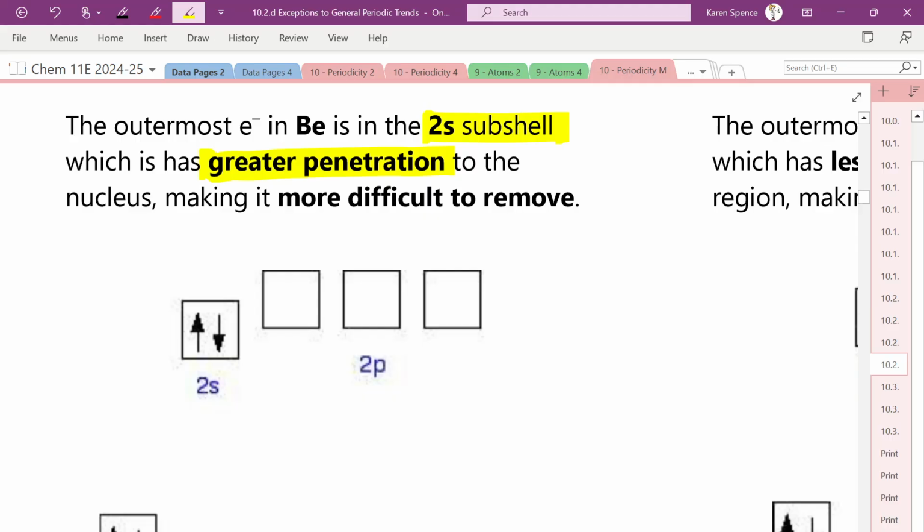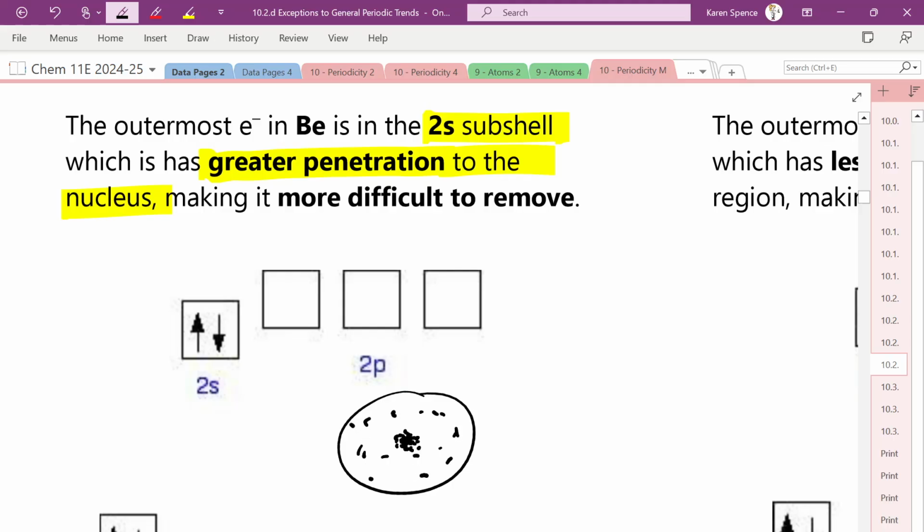The 2s subshell has greater penetration to the nucleus, right? And why is that? It's because the 2s subshell, remember, has more density right close to the nucleus. And then it's, of course, got stuff out here that's really hard to draw.